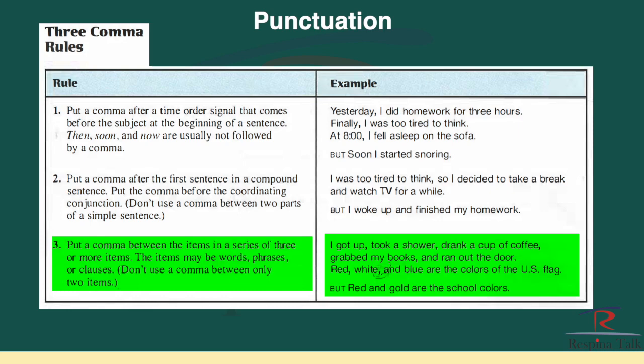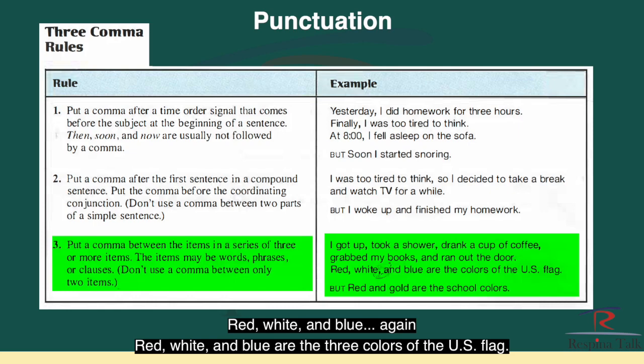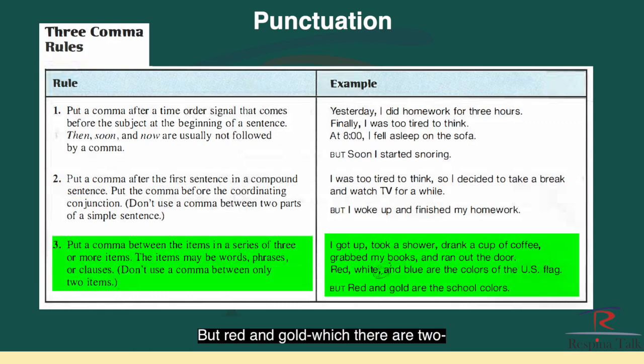Another example: red, white, and blue. Again, red, white, and blue are the three colors of the US flag. But red and gold, which is two, red and gold are the school colors. So when you have two items, again, you do not need commas.